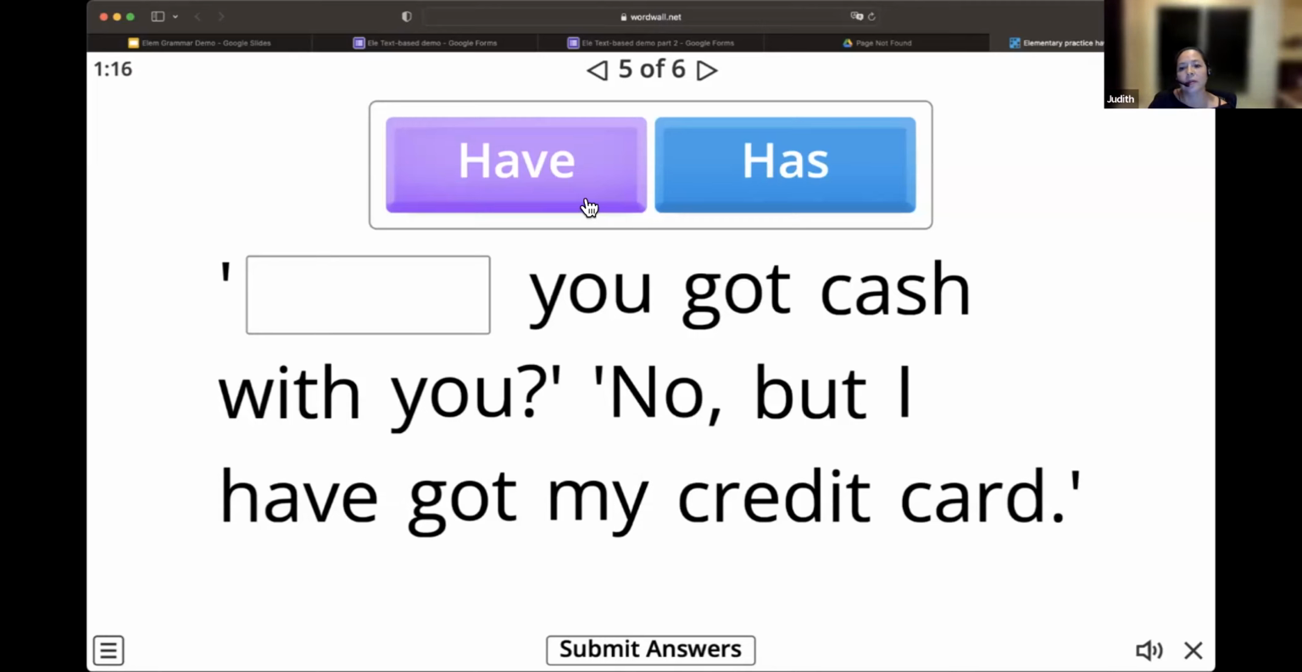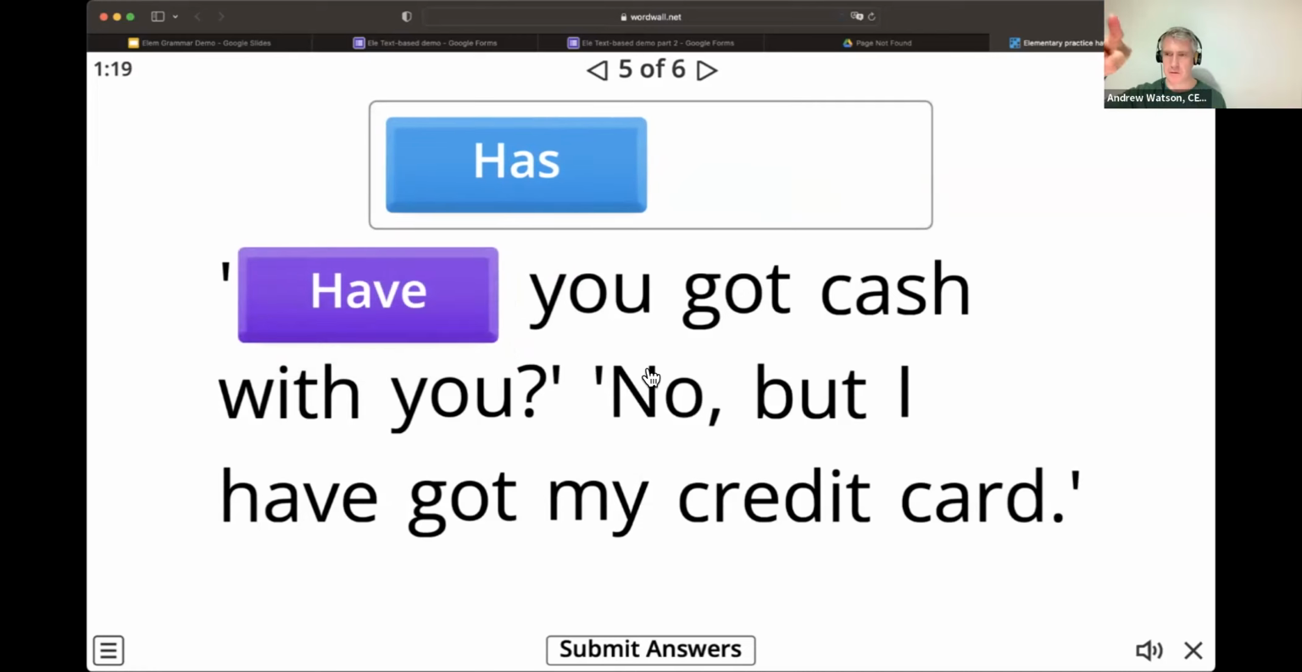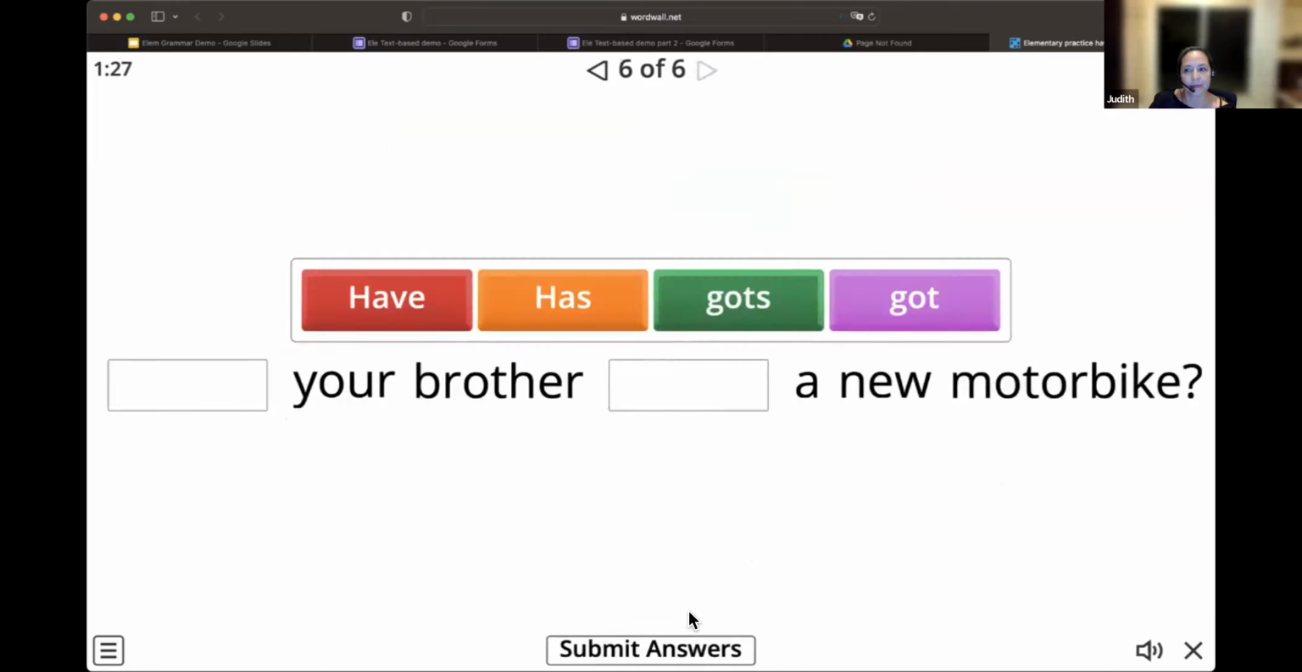Have you got cash with you? Yeah, because it's inversion. Has your brother? Think about it. Is it first person, second person, third person, singular, plural? What do you think, Annie? Do you agree? Has or have? Have, no has, because third person. Got or got?